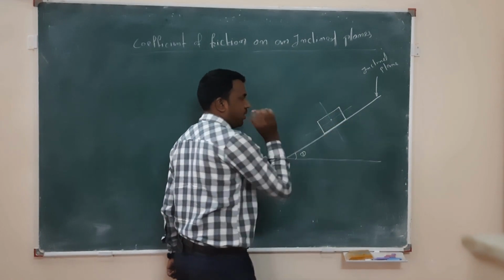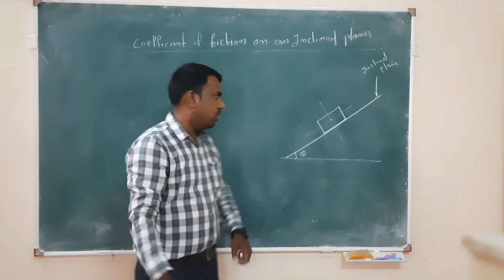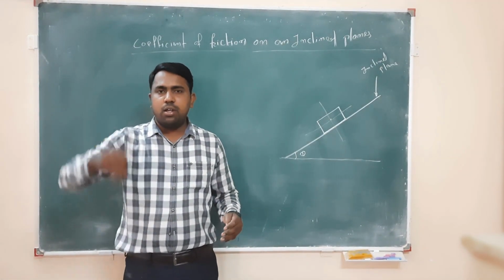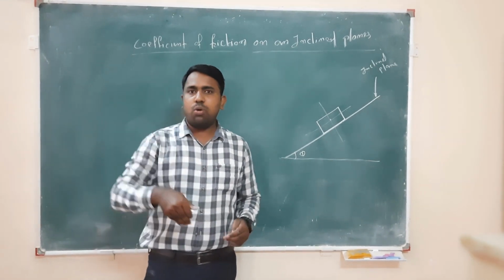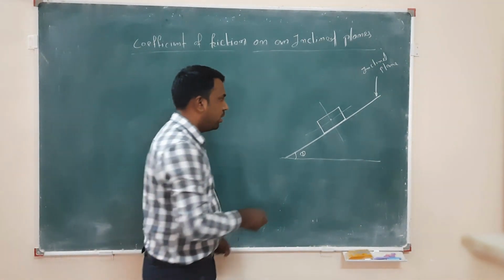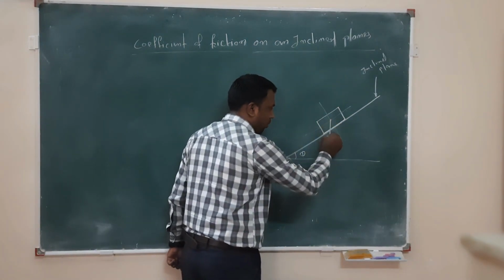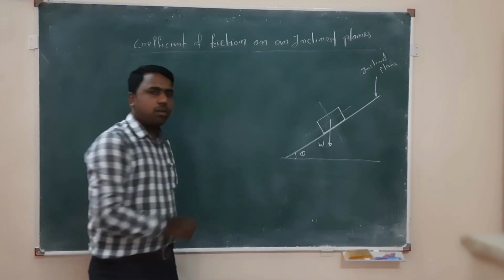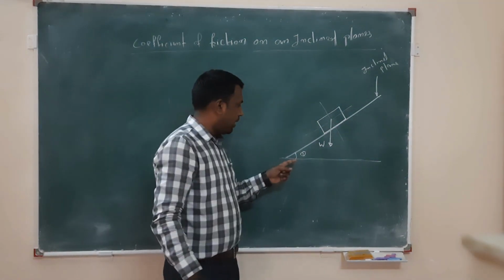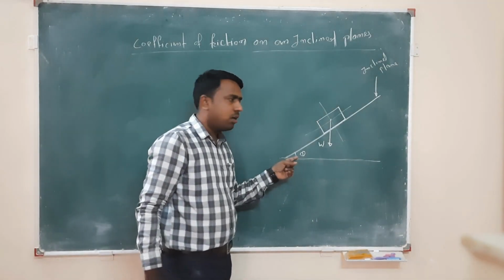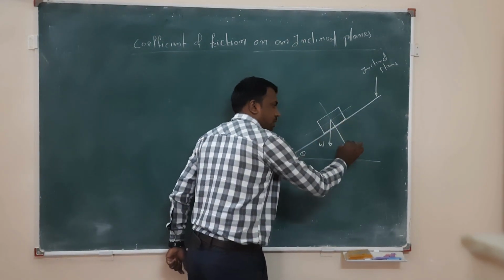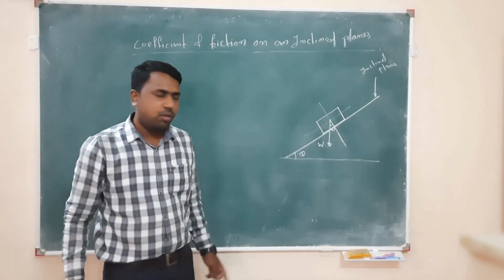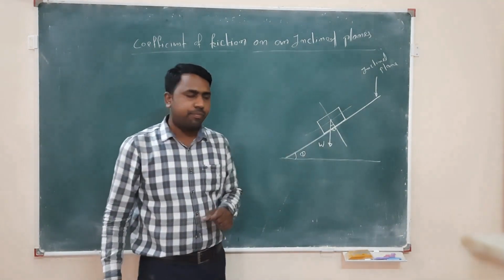This is the center of the box. So when any load is acting on any plane, it will act in the downward direction. So here the box weight is W, which is acting in the downward direction. So this is the angle theta. By geometry, this angle is also theta. So both angles are the same.